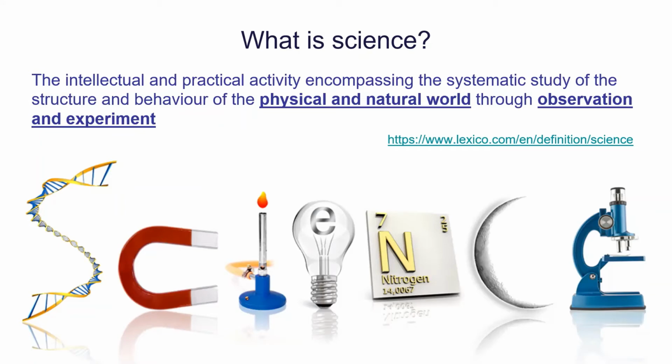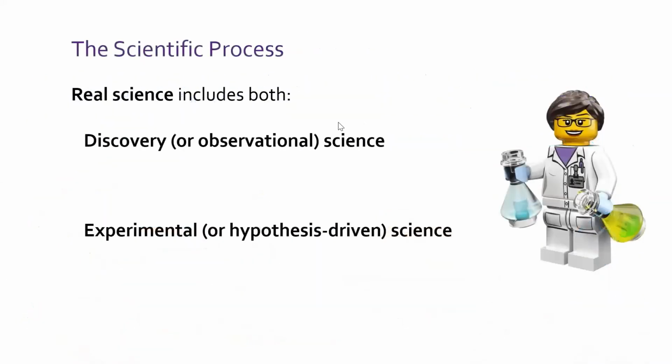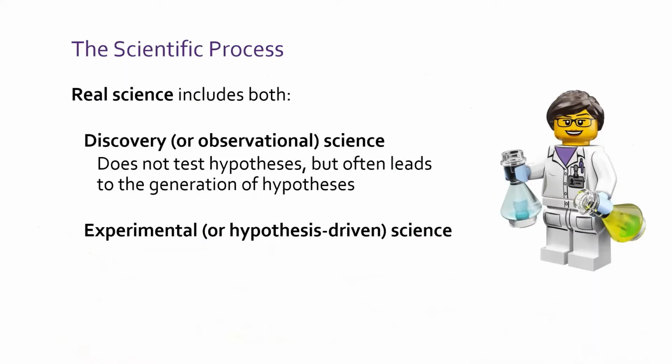So science is based around observation of the natural world, and often is tied to experiments as well. So if you think about science, there's actually two primary types of science with lots of overlapping things going on in between. And so most people think about the experiment part and the hypothesis stuff, but a big part of science is actually what we call discovery science.